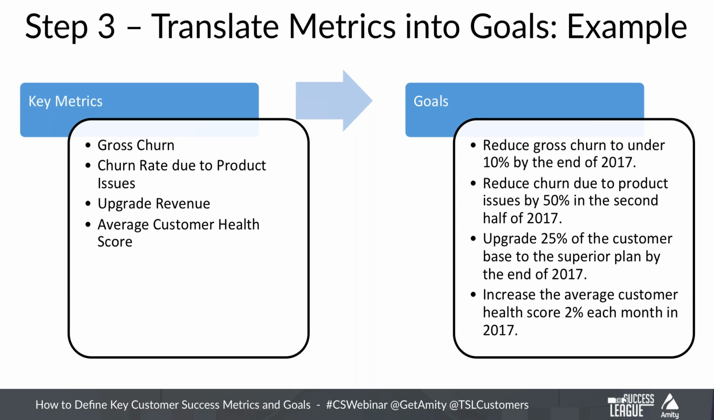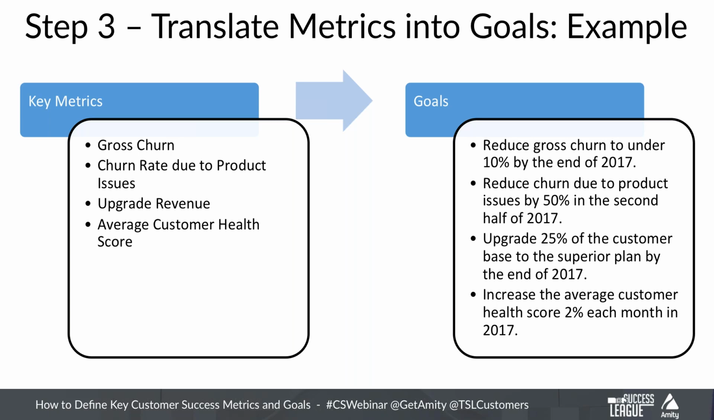And let's say you know that there's a major product enhancement that's coming out that's going to impact this halfway through the year. You could have a goal like reduce churn due to product issues by 50% in the second half of 2017. So you can see these goals are really concrete and they really define what you're after, both in terms of the numbers, but also in terms of the time.